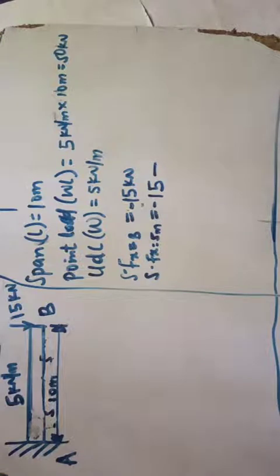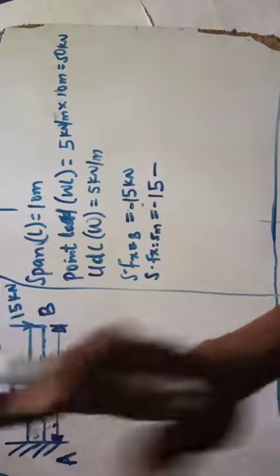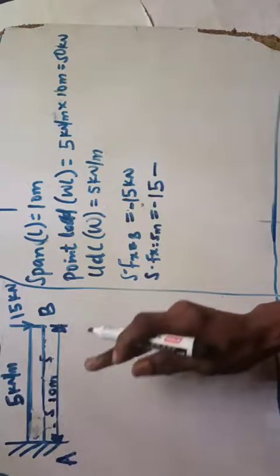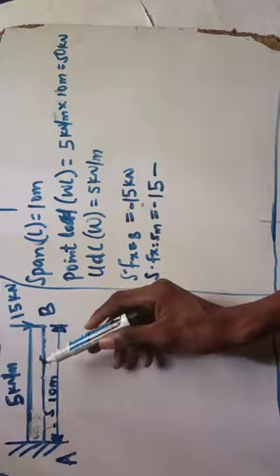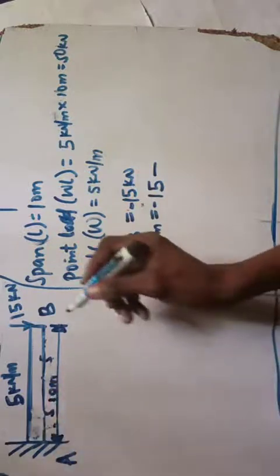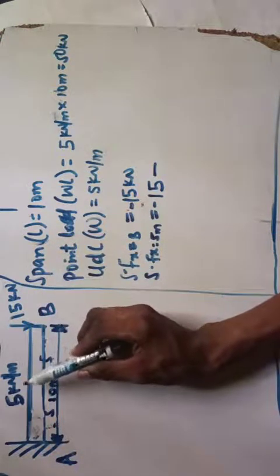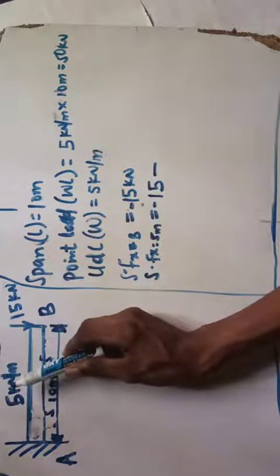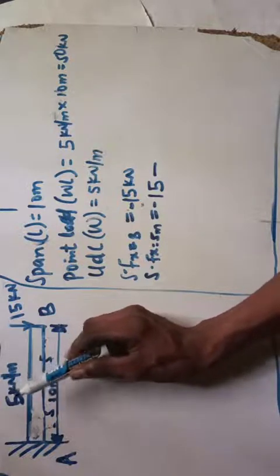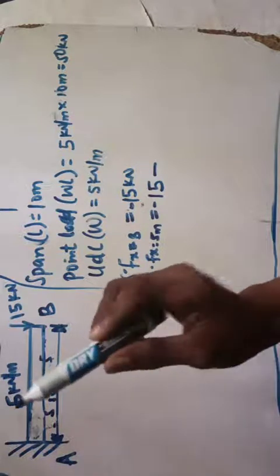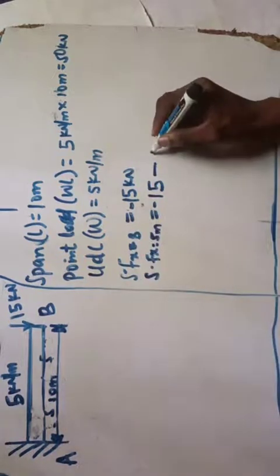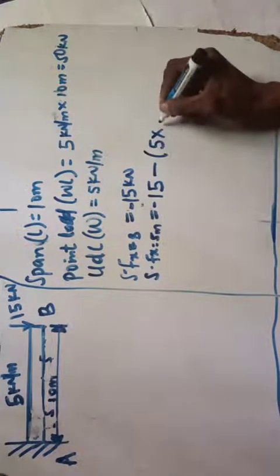Minus 15 minus, if you cut this now, for the next one at point x equal to 5, if you cut here, the force you'll be left with will be this particular 15, and that other one as well. If I convert this to my point load, I'm going to have this as 50, that is 5 times 10, 50. So that will be minus 15 minus 5 times 10.